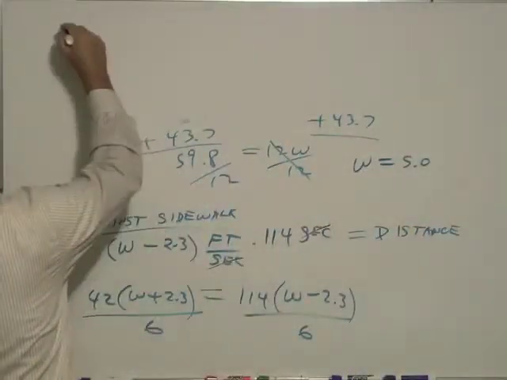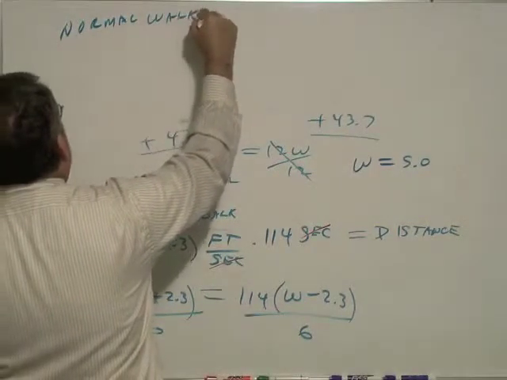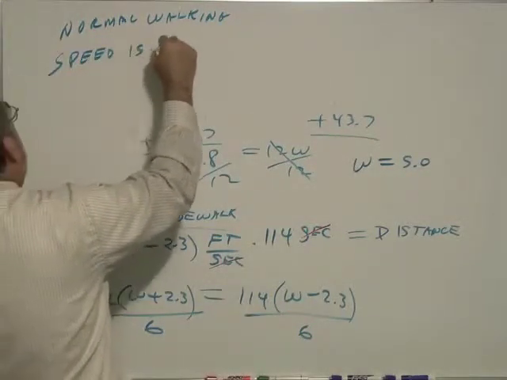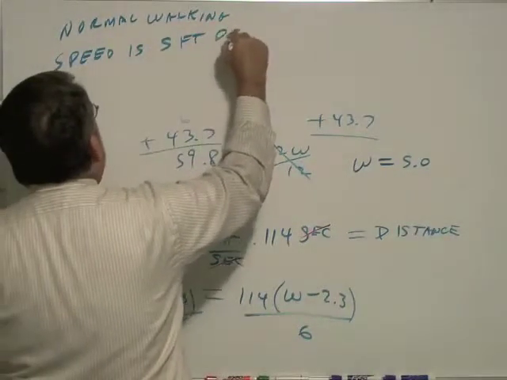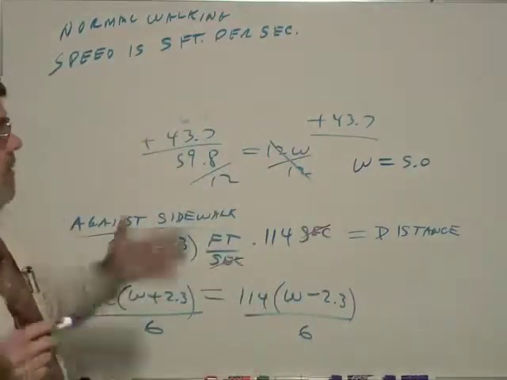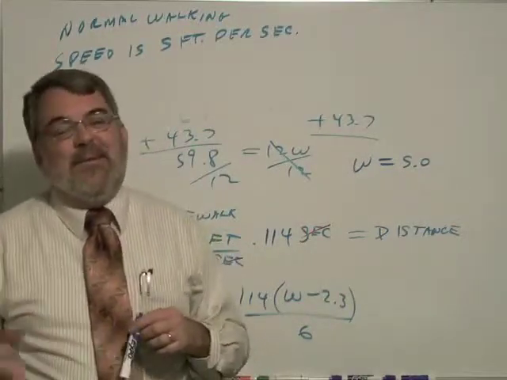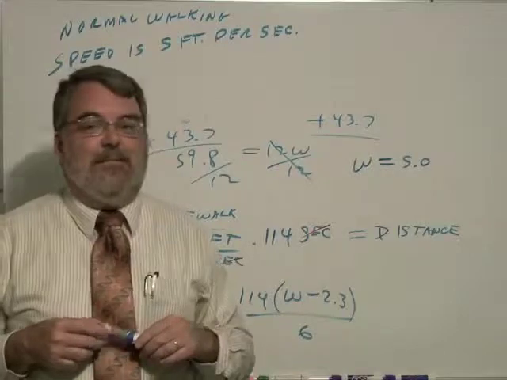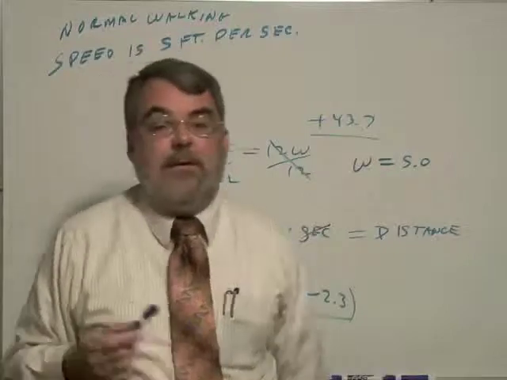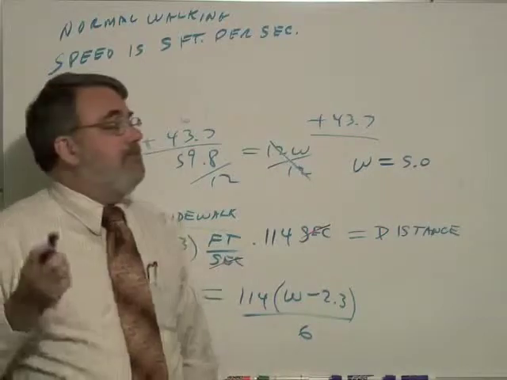The normal walking speed is 5 feet per second. There we go, 5 feet per second. And by the way, you can check it out. We made the sidewalk 308 feet long. So I knew ahead of time it was 308 feet. And I made it 5 feet per second, which is around 3.5 miles an hour, I think. Right, well, anyway, that's the issue there. And we'll go from there.